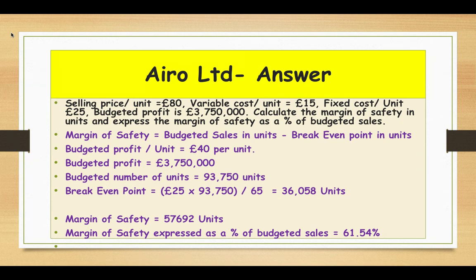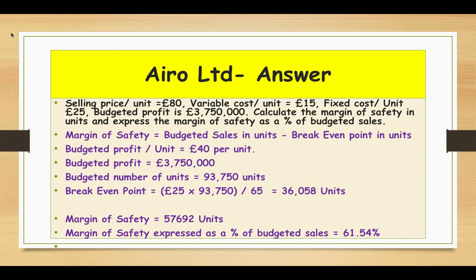Take away the variable cost of £15. So the contribution per unit is 65. So the break-even point in units is fixed cost, which is 2,343,750, divided by the contribution per unit, which is 65. So we will get the break-even point in units is 36,058 units.